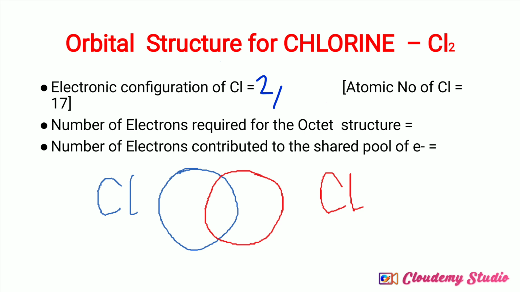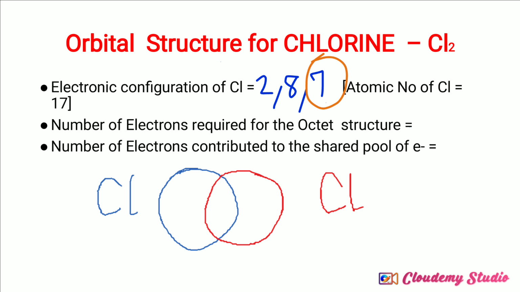and the remaining 8 electrons will go to the second shell, and the remaining 7 electrons will be present in the third shell, the outermost shell, or the ultimate shell, or the valence shell. So chlorine has 7 electrons in the valence shell.